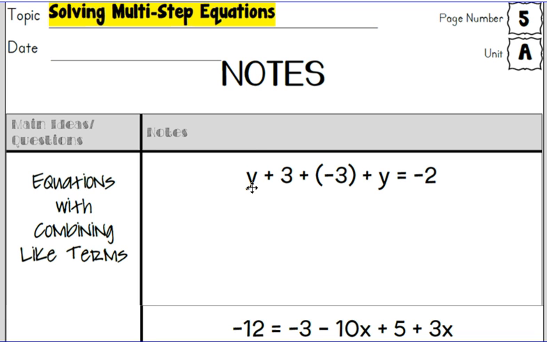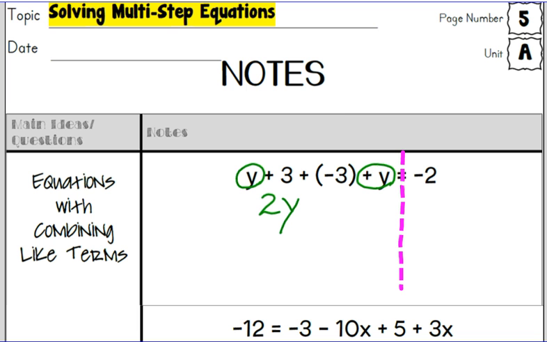So in this first equation, if we have y plus 3 plus negative 3 plus y equals negative 2, sometimes I find it helpful to draw a line where my equal sign is so I can keep one side of the equation separate from the other side of the equation. So we can see now that we have a positive y here and a positive y here that we can combine on the same side of the equation. So we would have y plus y, which would give us 2y.